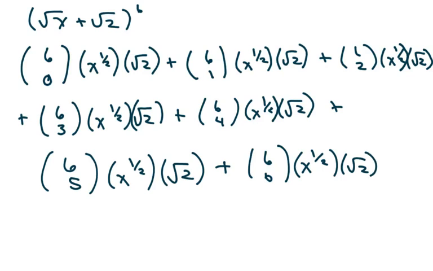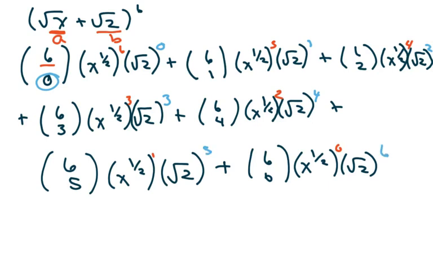Now, like in the previous videos, I'm just going to start on my A part. This is my A. This is my B. So for the A part, I start with 6 and go down. 6, 5, 4, 3, 2, 1, 0. And then for my B part, I'm going to start with this number and go up. 0, 1, 2, 3, 4, 5, 6.